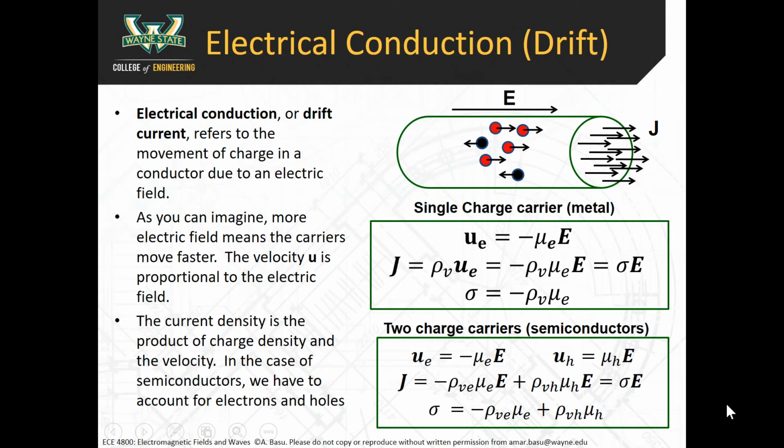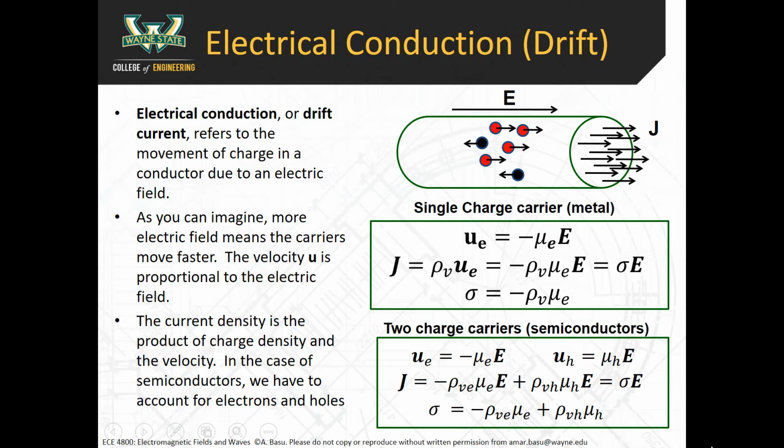I'm mentioning these things to you right now, but we won't have that many problems involving semiconductors for this class. I just want you to know that it's there. In this case, the current density is equal to the sum of the currents due to electrons and holes. We have to consider both components. So J is equal to negative rho E times mu E times E plus rho H times mu H times E. The first term is the current due to electrons, and the second term is the current due to holes. And again, we make that compact.